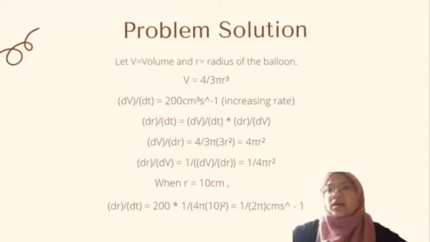Next, dr/dV equals 1 over (dV/dr), which equals 1 over 4 pi r to the power of 2. When r equals 10 cm, dr/dt equals 200 times 1 over 4 pi (10 squared), which equals 1 over 2 pi cm s⁻¹.